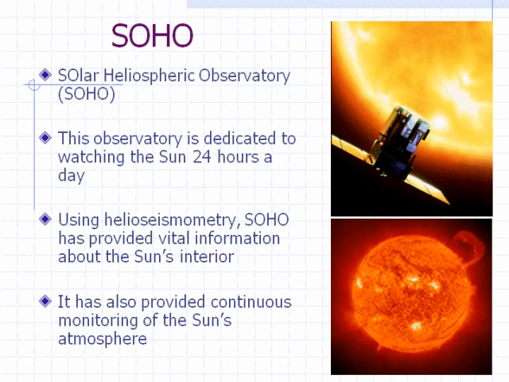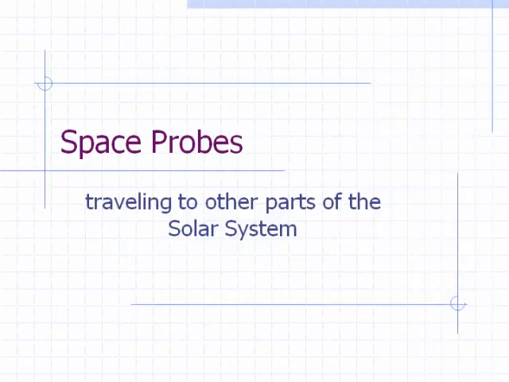The problem is some of these seismic waves have such low frequencies that they take days to oscillate. And on the Earth, because the Earth rotates, we can only watch the sun for a limited amount of time before it would set. So SOHO can watch the sun at all times and give us very vital information about the sun's interior, allowing us to understand the core where nuclear reactions actually take place.